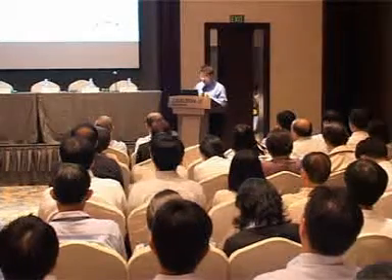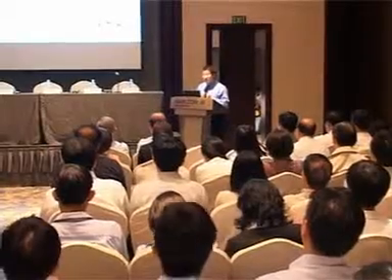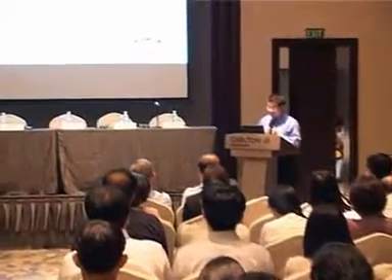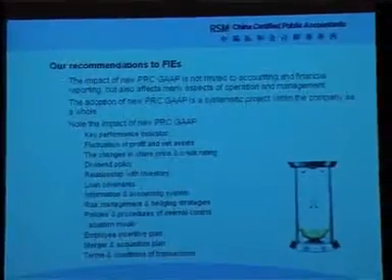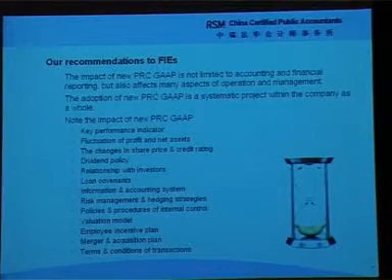The sixth one is loan covenants. Ratios such as the current ratio or acid test ratio will be affected by the different accounting standards and the different accounting policies and practices adopted under the different sets of GAAP.